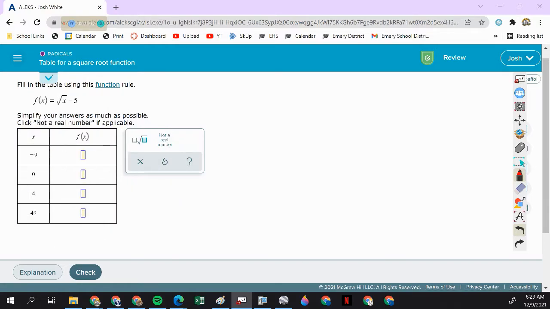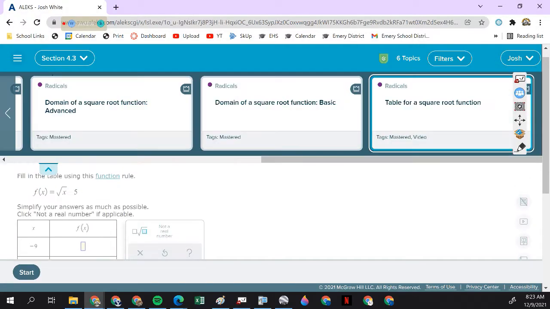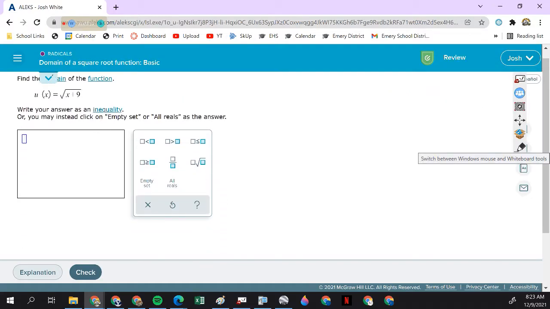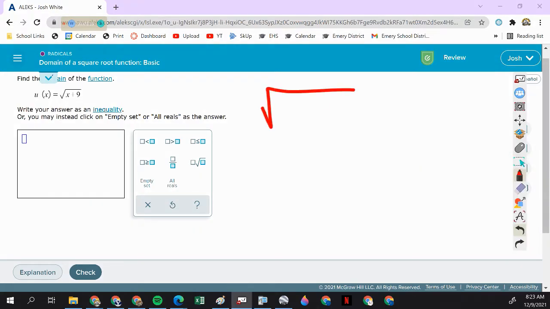All right, domain of a square root. So if I have the square root of x plus 9, are there any numbers I'm not allowed to plug in? What if I plug in 3? Is that going to give me an answer? Yeah, it won't be a very friendly answer, but 3 plus 9 is 12. The square root of 12 is going to be like 3.2.